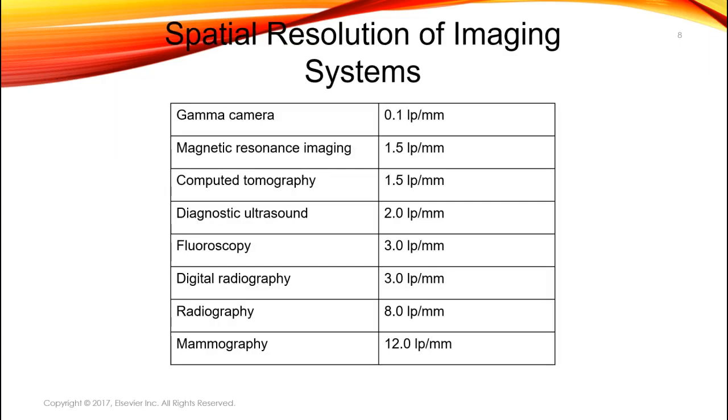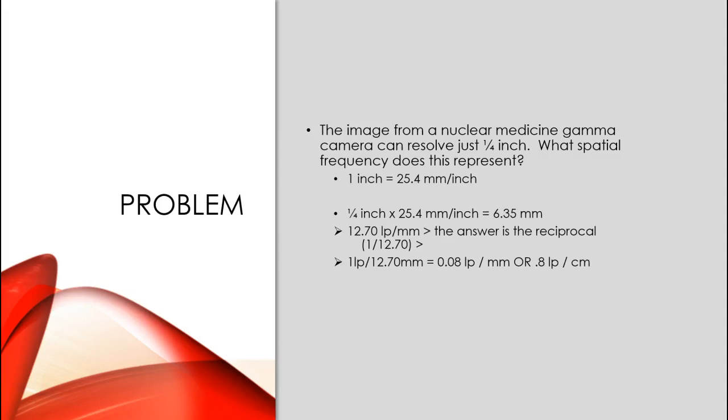Okay, this next slide, we've seen this before, but it shows the differences in spatial resolution of some imaging systems. The Gamma camera in Nuke Med has a very low spatial resolution of 0.1 line pairs per millimeter. So it does not see very good detail on small objects. It needs large objects. And if you've ever seen any Nuke Med images, you understand that. They're all blurry, they're all over the place, okay? Compared to down at this bottom, which is mammography, which can discern very small objects up to 12 line pairs per millimeter.